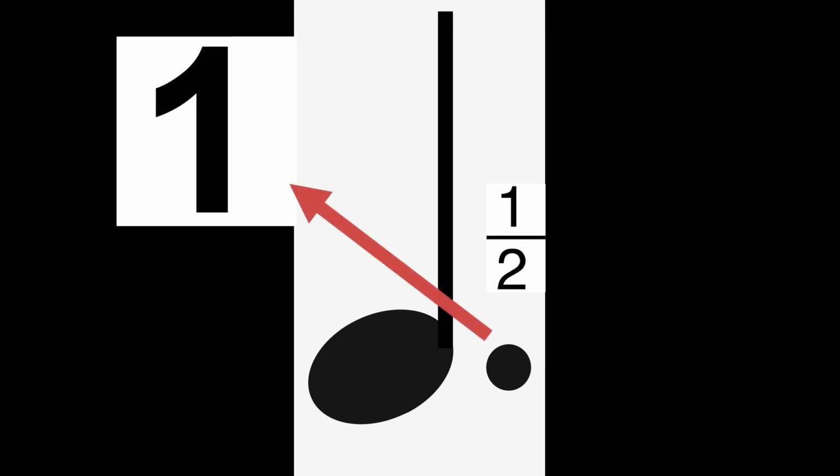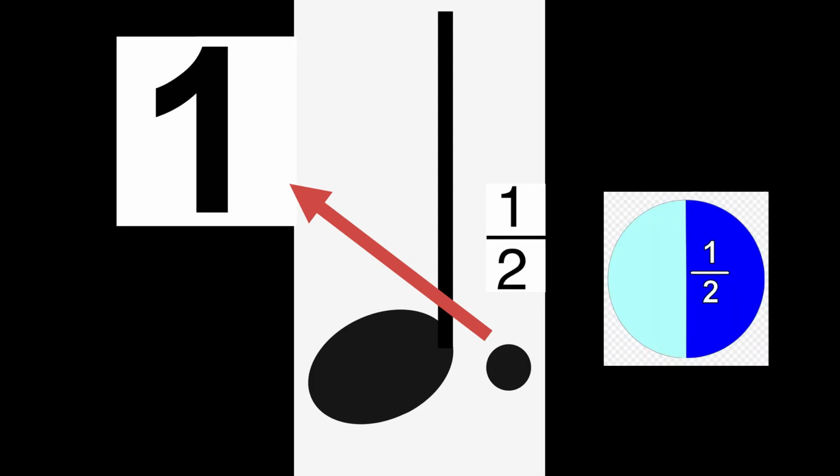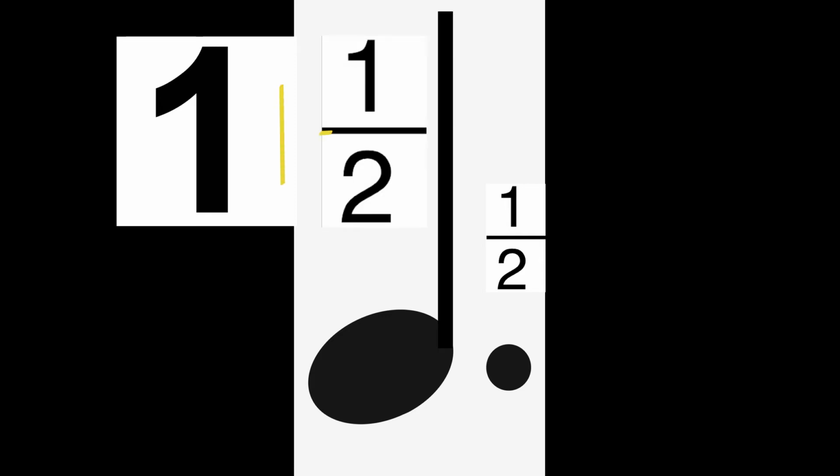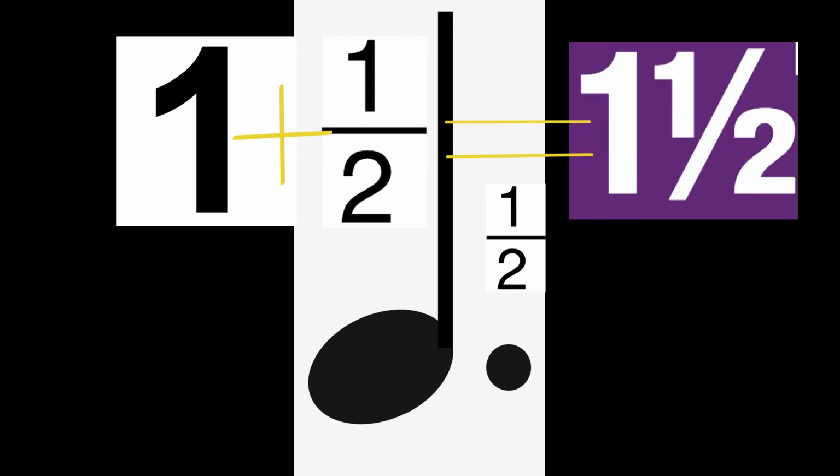Then over here we have a quarter note. A quarter note is equal to 1 beat. If we add a dot, we add half of whatever this note is. So what is half of 1? This can be a little tricky, so you can think of it as a big circle, like a pie. If we have half of the pie, that means we have 2 halves. So half of 1 would be 1/2. So 1 plus 1/2 would be 1 and 1/2. A dotted quarter note is equal to 1 1/2 beats.